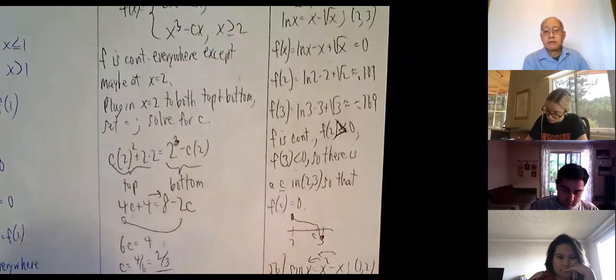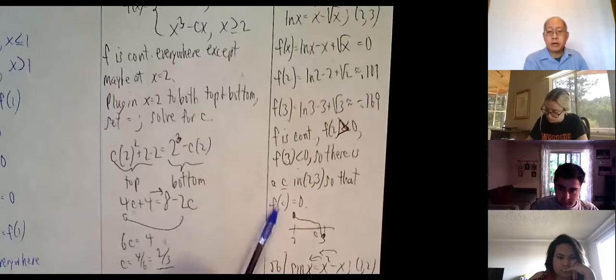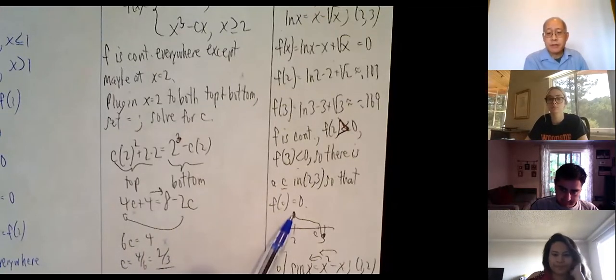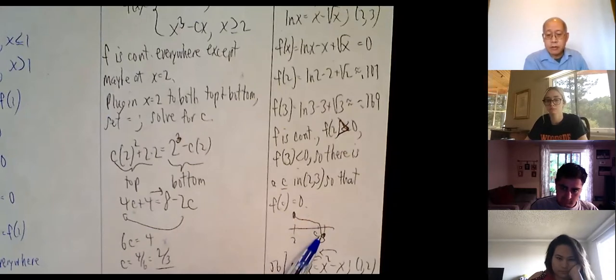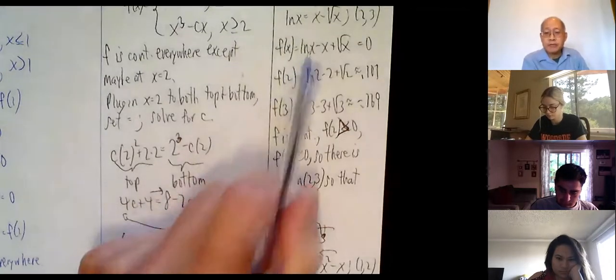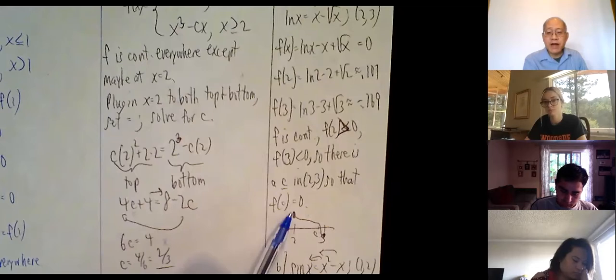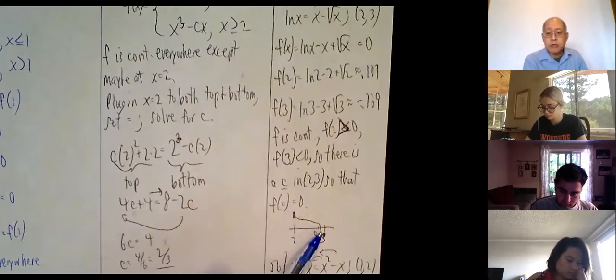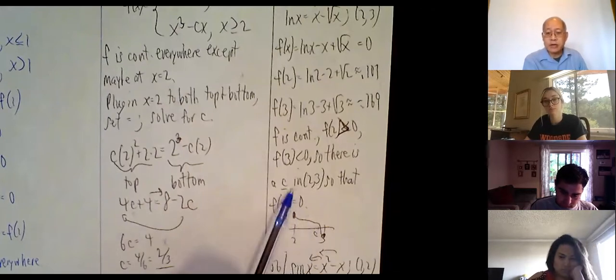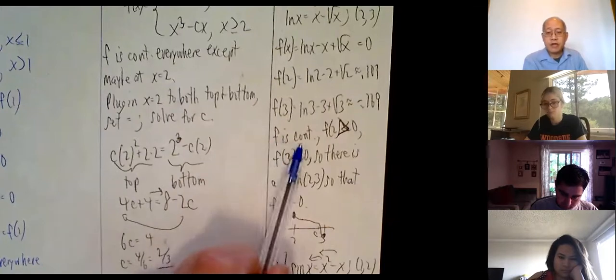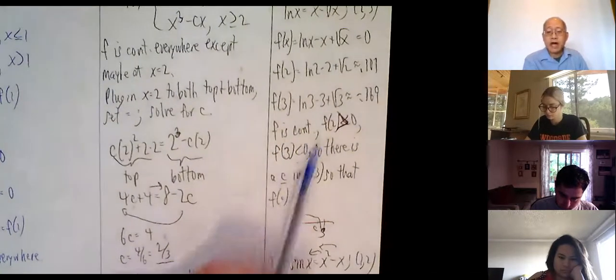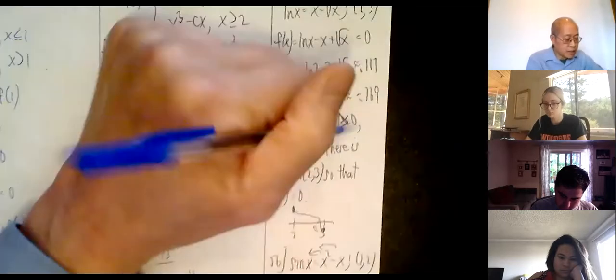Okay, and there we go. So here's a little mini picture. 2 comma 0.107, it's positive. 3 comma negative 0.169, it's negative. Okay, so here and here, it's a continuous function. So by the intermediate value theorem, okay, somewhere we have to cross the x-axis. That's what they call C. Okay, so f is continuous. Here, f of 2 is greater than 0. I made a mistake here.